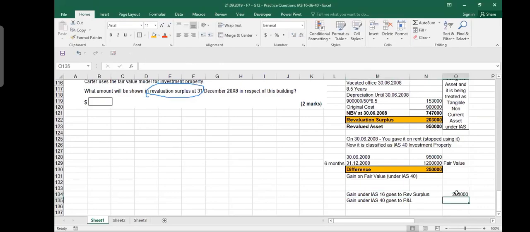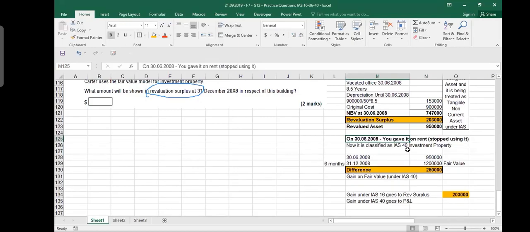Sir, one question. Why do we not charge any depreciation on investment property also? No. Investment property, we never depreciate. From this period, the last 6 months, you will not have any depreciation. Because on 30th of June, you made this asset an investment property, you will stop charging depreciation. There is no depreciation for investment property. You will only see the fair value. Any increase or decrease in the fair value will go to the income statement.